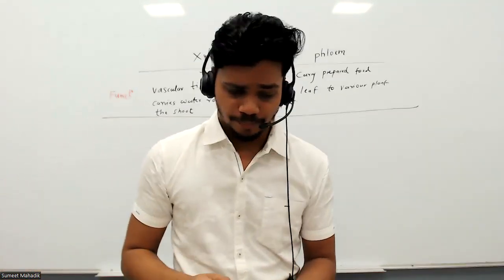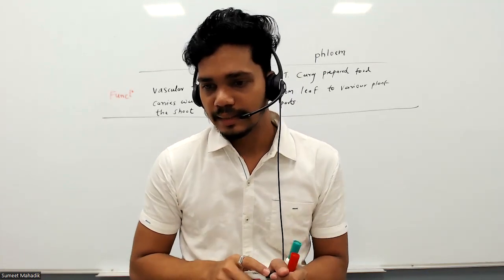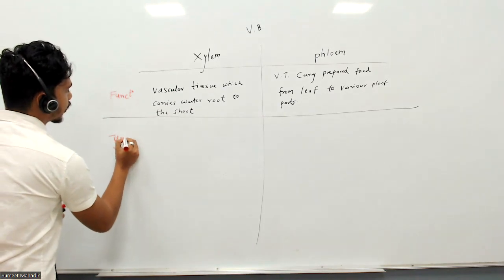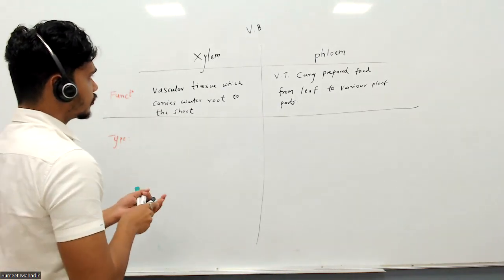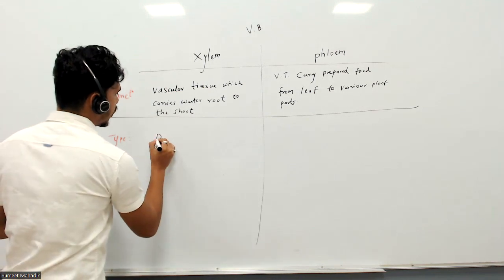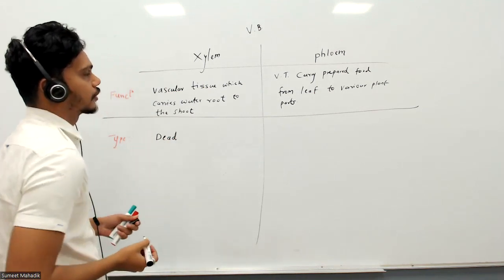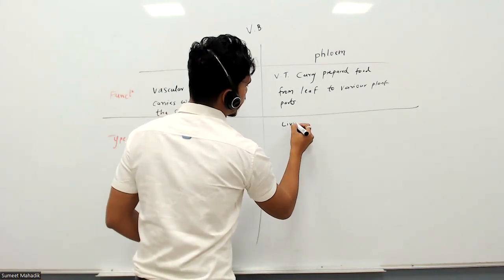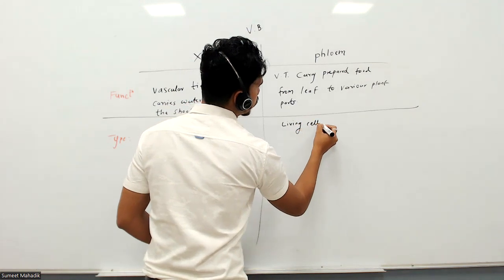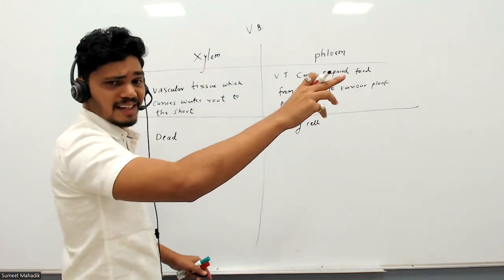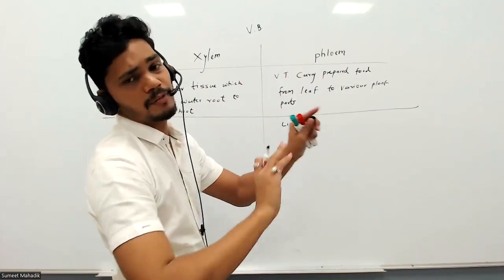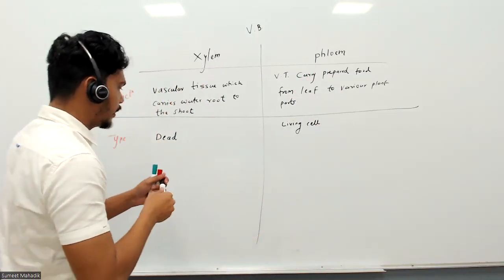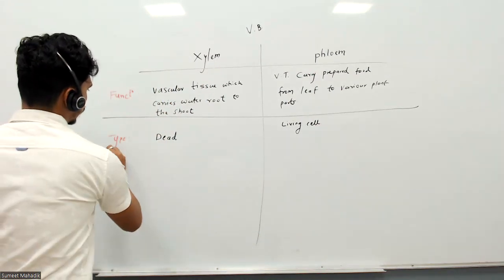Now, what is the type of cell? In case of xylem, the type is totally dead cells because it has to perform water conduction, so dead tissues are required. But in case of phloem, the type is living cells. No, the food is already prepared. They just have to transfer it from the leaves to various parts, so energy is required. So phloem is what? Living cells. Very good.